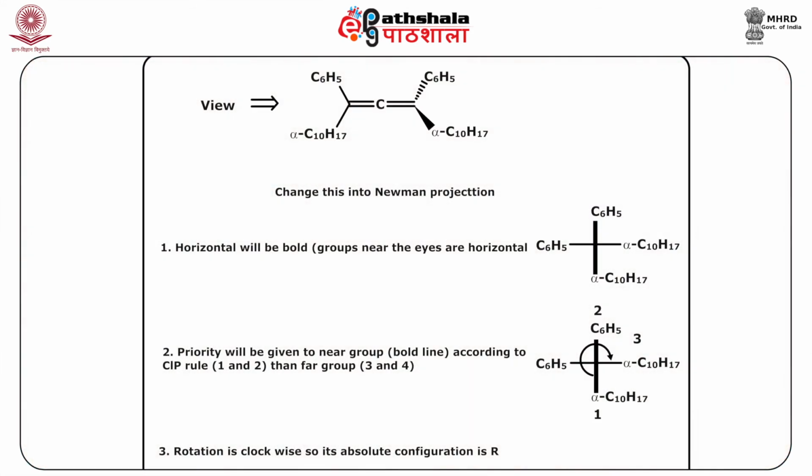If we view the molecule from the left hand side, as you can see here, and change it to the Newman projection, then according to the priority rules given by the CIP, that is the Cahn-Ingold-Prelog rules, we can set the priorities 1, 2, 3 in the Newman projection and see the clockwise or anti-clockwise rotation in this particular allene. After putting it in the Newman projection and seeing the rotation, it turns out to be clockwise. Thus this particular allene has the R configuration as the absolute configuration.